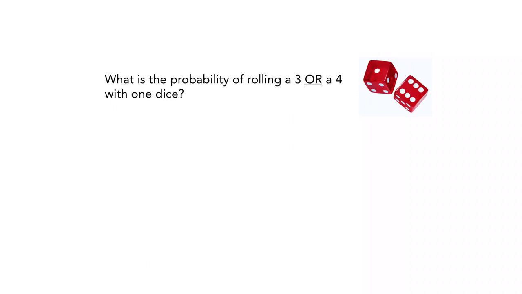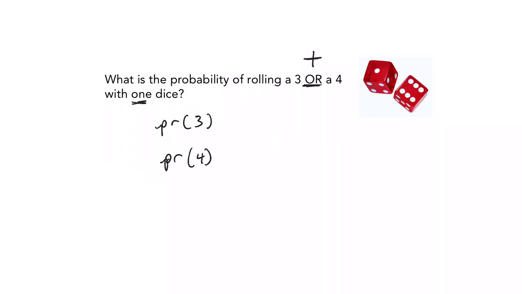So we can do a very simple probability question using dice, or you could do it with genotypes also. But here we're just going to do the probability of rolling a 3 or a 4 with 1 dice. Every time you see an or, you should think sum or addition. To figure this out, we need to know the probability of rolling a 3, and the probability of rolling a 4.